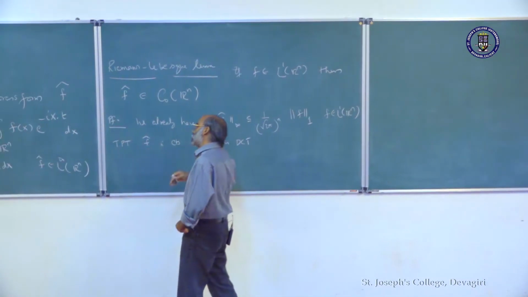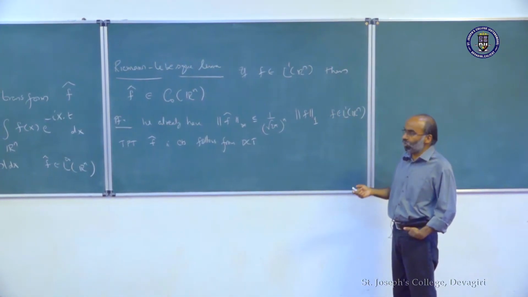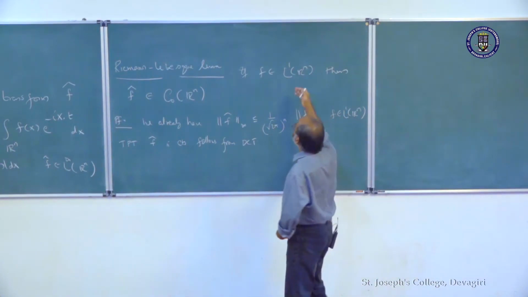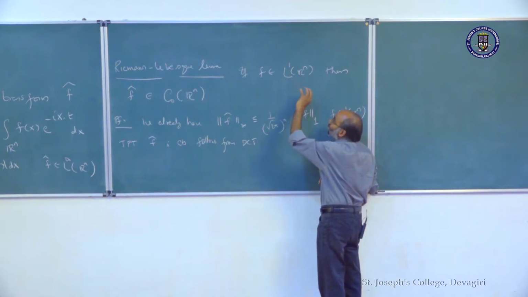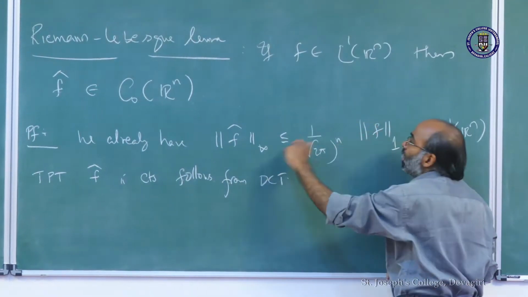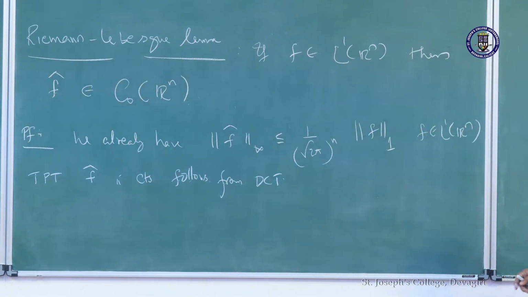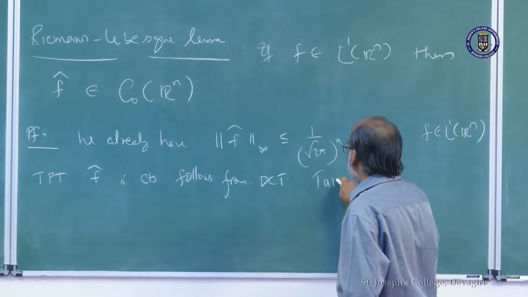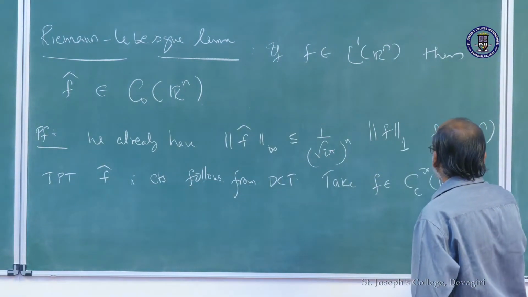For that, we use whatever we have already defined, like those spaces Cc infinity of Rn and Schwartz space. Those are dense subspaces of L1 of Rn. So what we do is we take a dense subspace of L1 of Rn and prove that under Fourier transform it lands here, and because of the boundedness property, all of L1 of Rn will go there. That is basic functional analysis. So let's take a function in, let's say, Cc infinity of Rn.